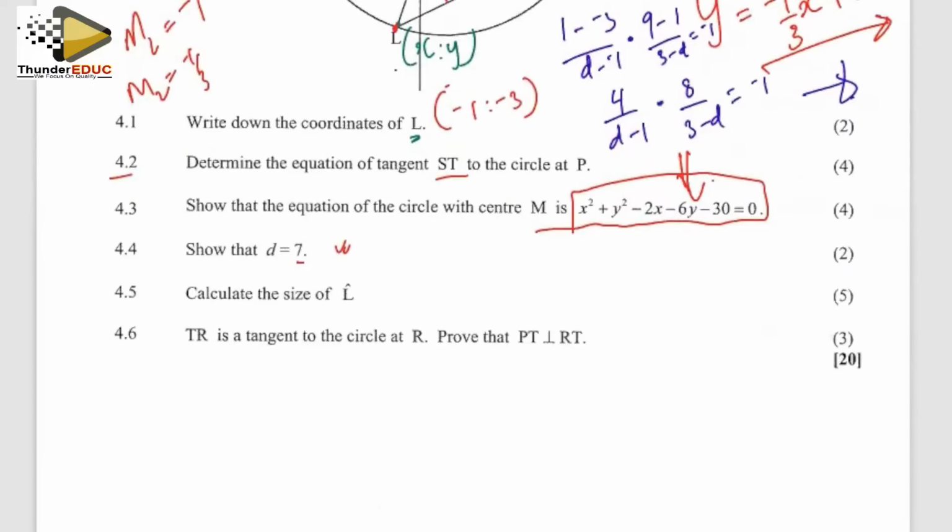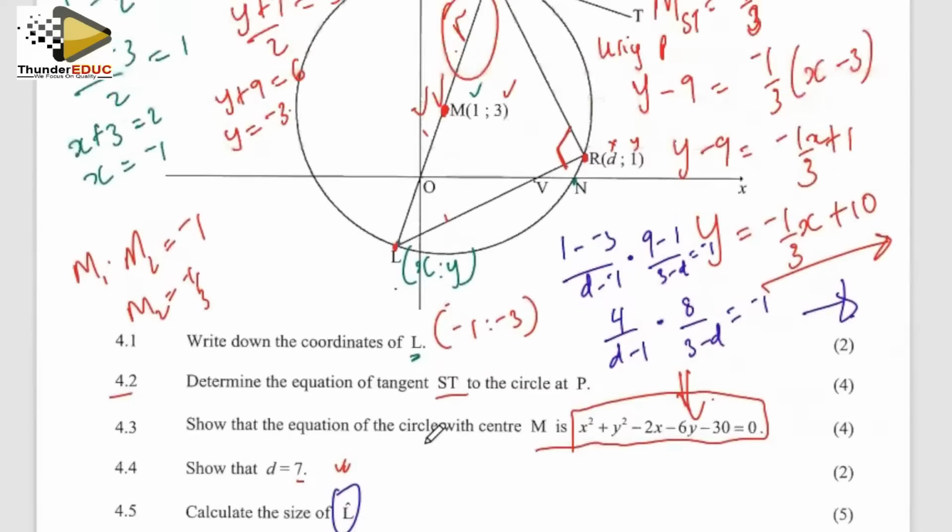4.5, they want us to calculate the size of L for 5 marks. All right, so what I'm going to do here, I need to know the gradient of this line, which we got as a 3. Okay, that is the gradient. Then if I can get this angle of inclination, I already know that this is my 90. I need to find this angle here, P.